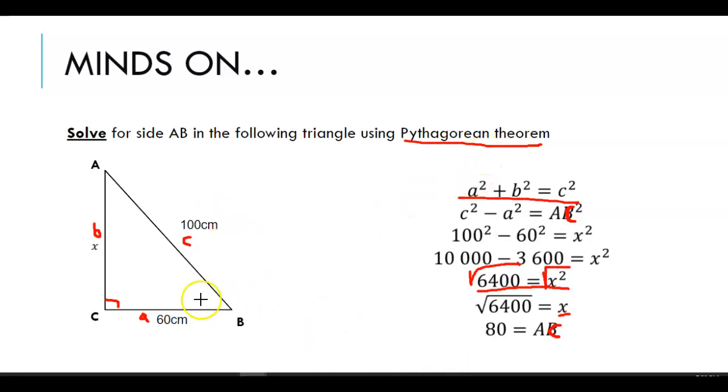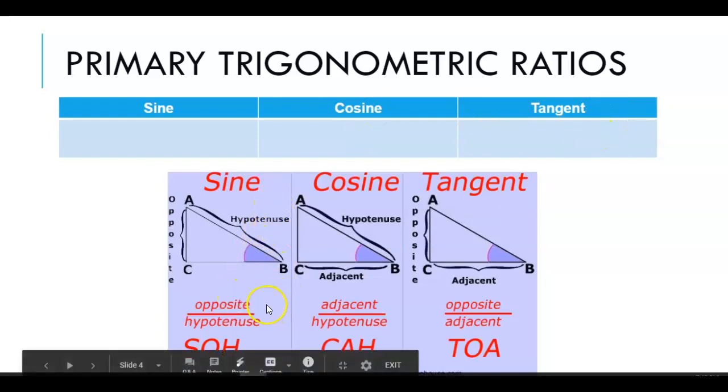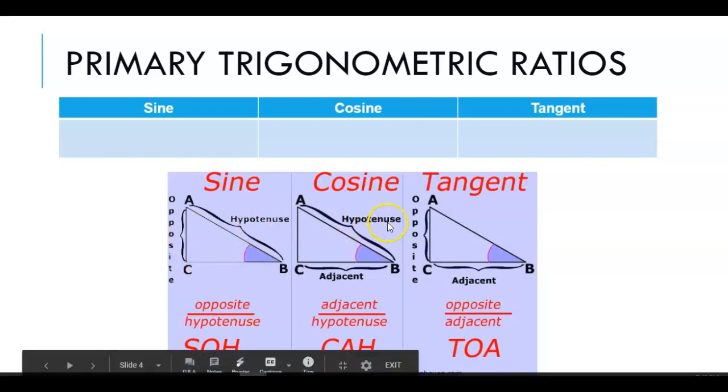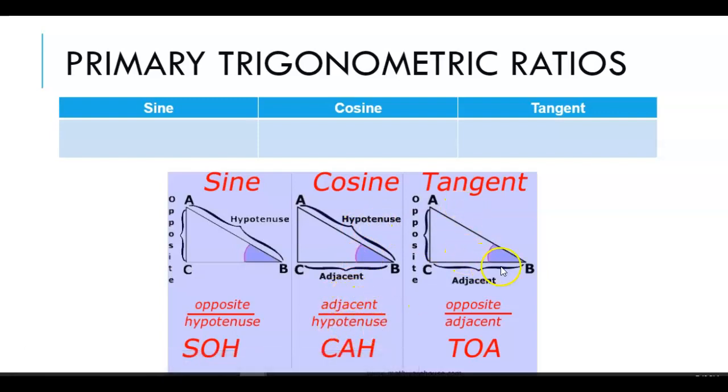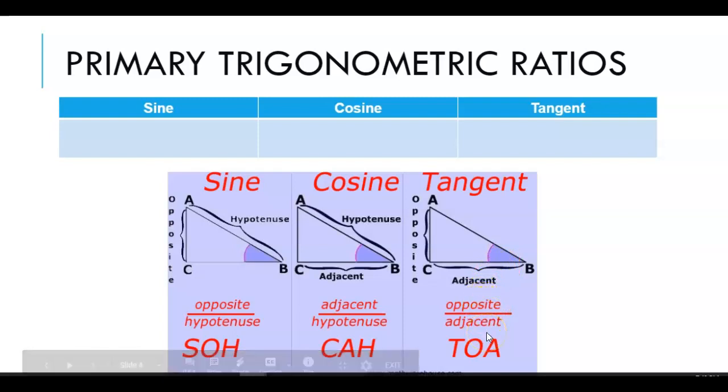Recall, Pythagorean theorem can be used only on the right angle triangles, and in order to use it, two sides must be given. All right, now let's recall the primary trigonometric ratios. As you know, there are three of them: sine, cosine, and tangent. Sine is written as the ratio of the opposite over hypotenuse, cosine as the ratio of adjacent over hypotenuse, and tangent as the ratio of opposite over adjacent side.